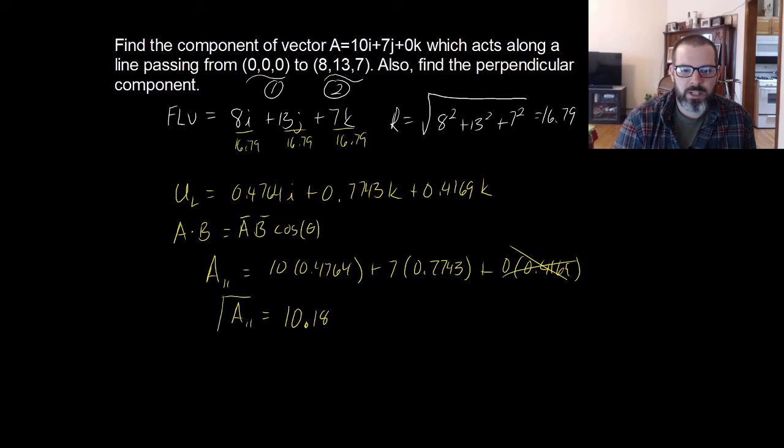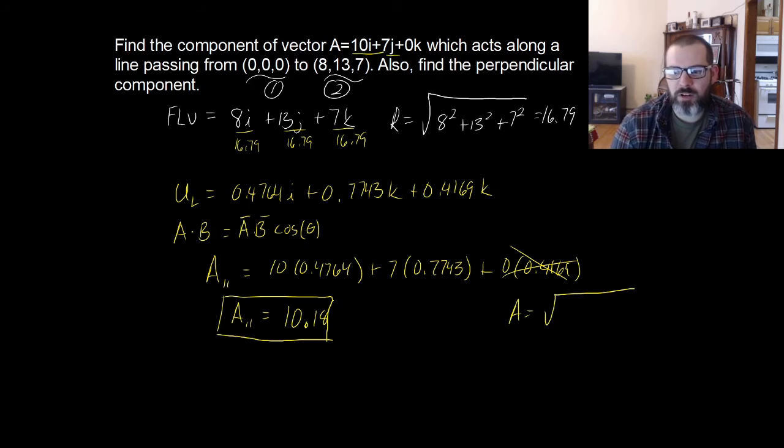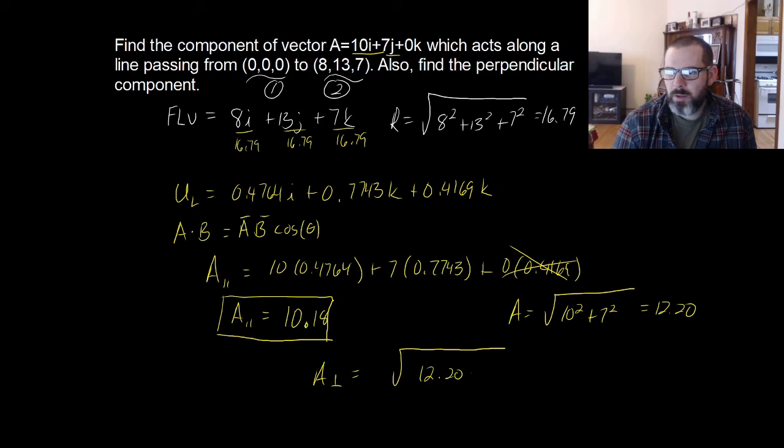If I want to find the perpendicular component, I want to find the resultant of vector A, which is going to be equal to the square root of 10 squared plus 7 squared, and that equals 12.20. And the perpendicular component is going to be the square root of 12.20 squared minus 10.18 squared, and that equals 6.7355.